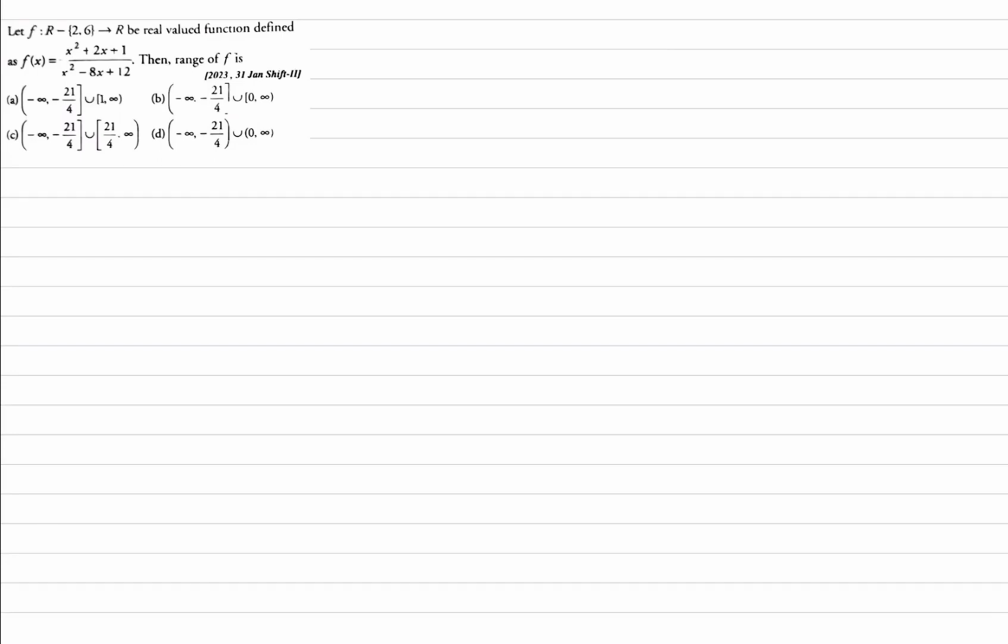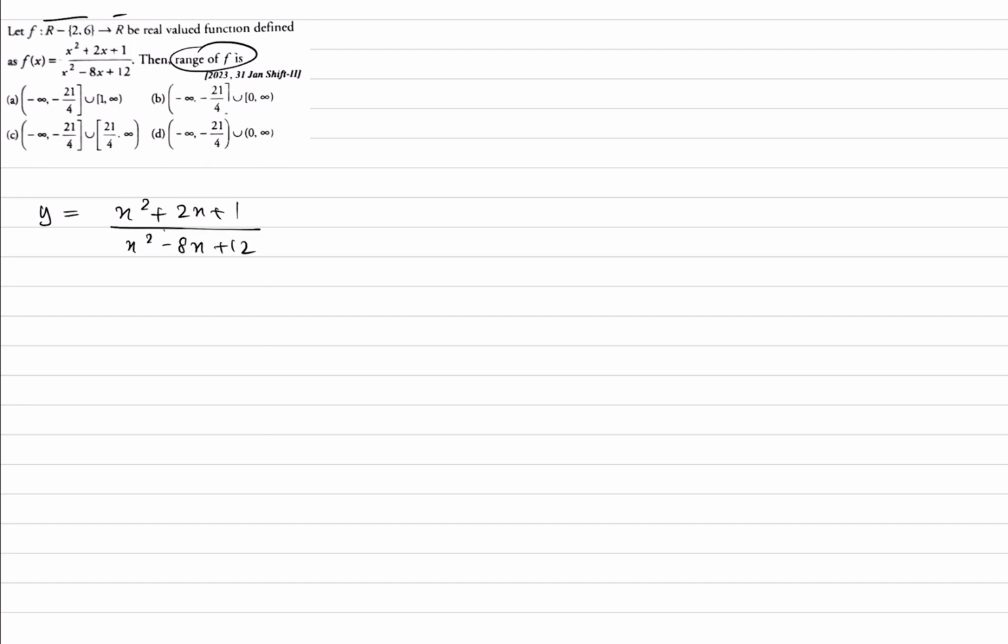The question here is from the chapter Relations and Functions, where they are asking us to find the range of this given function, defined from R minus {-2, 6} to all the real numbers, and it is given as (x square plus 2x plus 1) by (x square minus 8x plus 12). So to find the range, let us start with writing it as y is equal to (x square plus 2x plus 1) by (x square minus 8x plus 12).